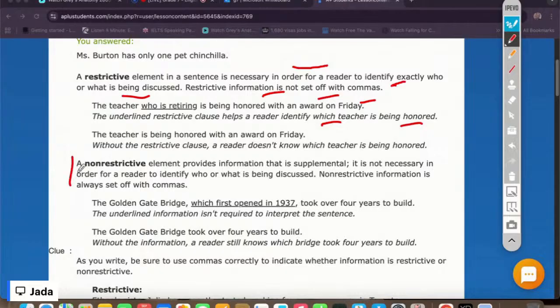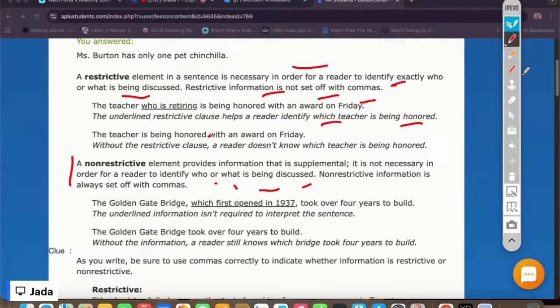And then the non-restrictive element provides information that is supplemental. It is not necessary in order for a reader to identify who or what is being discussed. So in non-restrictive elements, you don't need to identify who or what is being discussed. The information is supplemental, right? Now, non-restrictive information is always set off with commas. For the non-restrictive, unlike the restrictive, you need to add commas around the non-restrictive element.